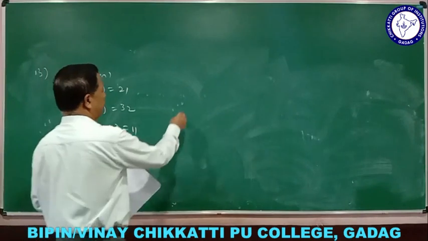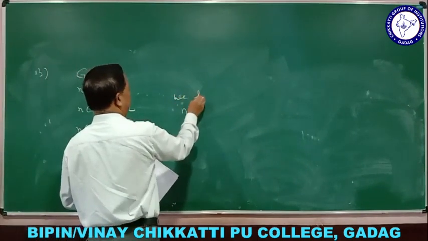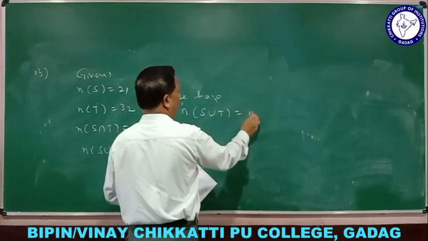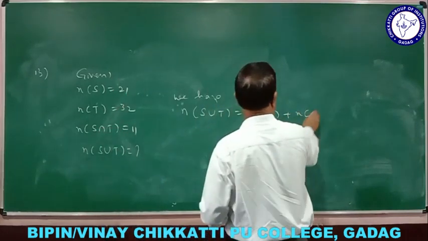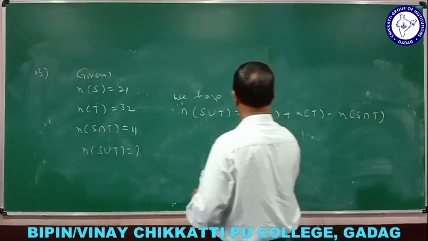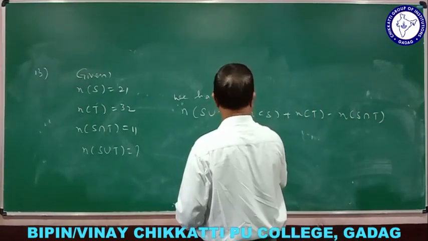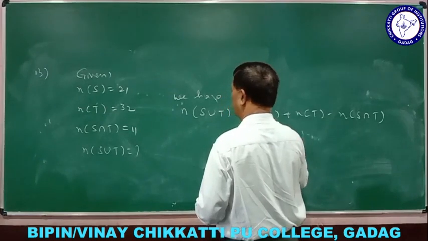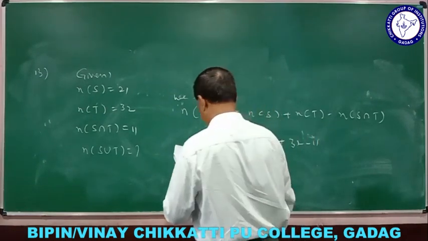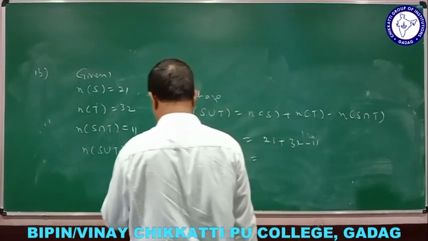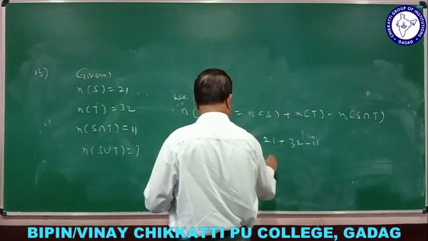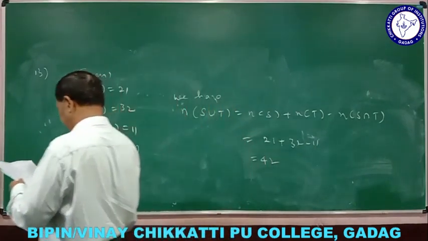The question is very simple. We have the formula: n(S union T) is equal to n(S) plus n(T) minus n(S intersection T). So n(S union T) is 21 plus 32 minus 11. So that answer, you see, is 42.